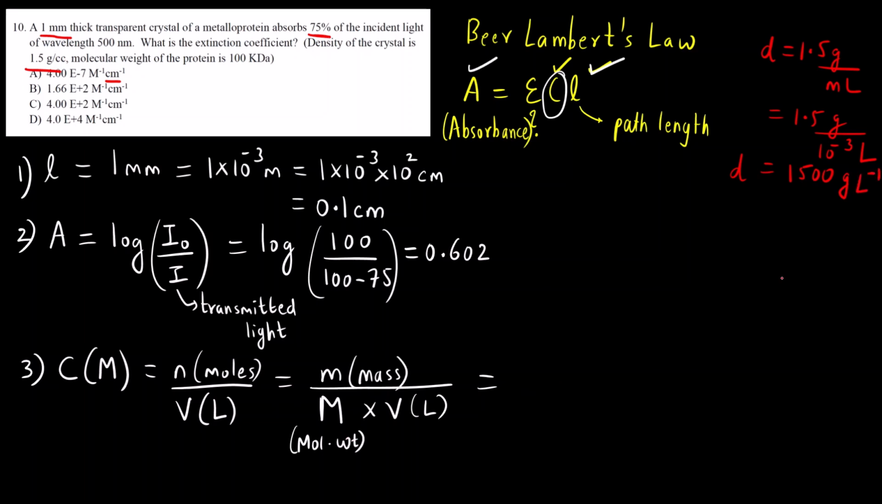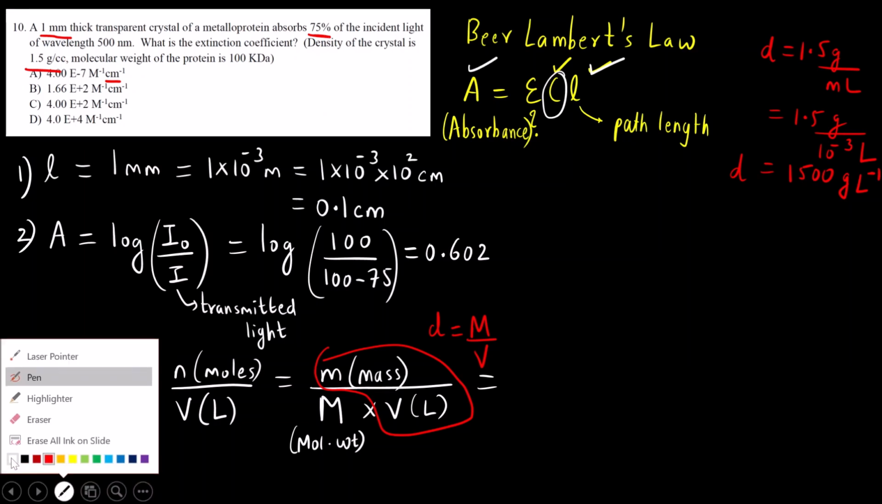Gram per liter. So now mass divided by volume, that is nothing but density, right? Density is mass by volume. So I can substitute that with density.